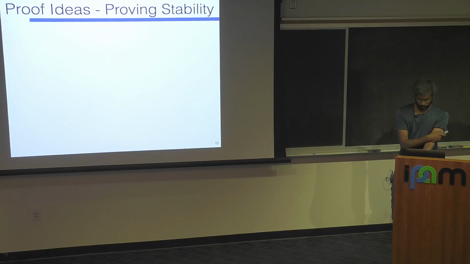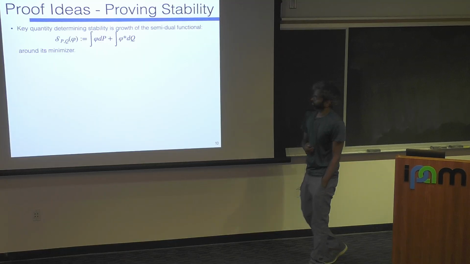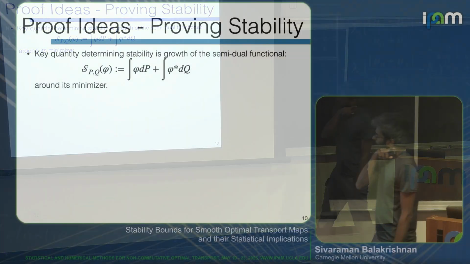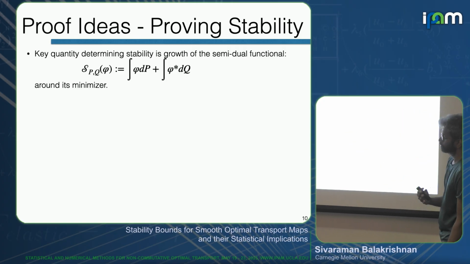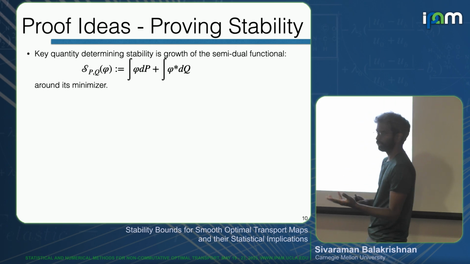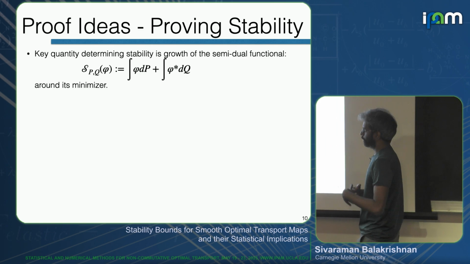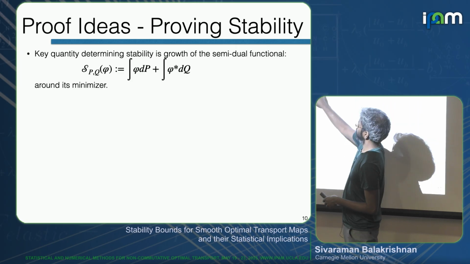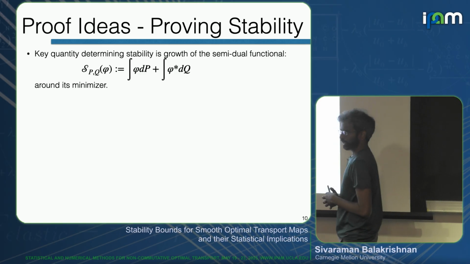Good. So let me now walk through the proof of this. It's simple enough that I can tell you about it pretty fast. The key quantity in determining stability, and this quantity appears in various forms in all of the previous papers, is the growth of the semidual functional. So if you write down the Kantorovich program and write down its dual, and you partially optimize its dual, you will arrive at this functional which is minimized by the Brenier potential.